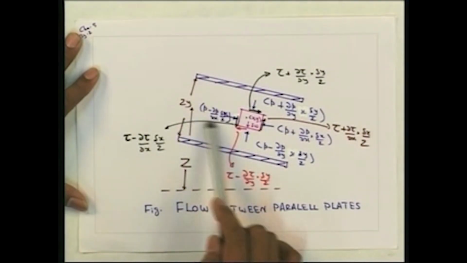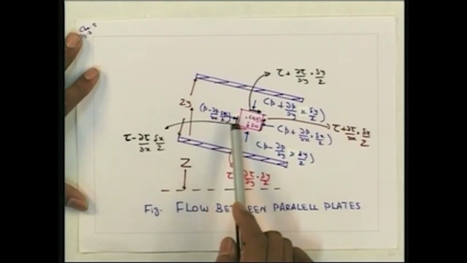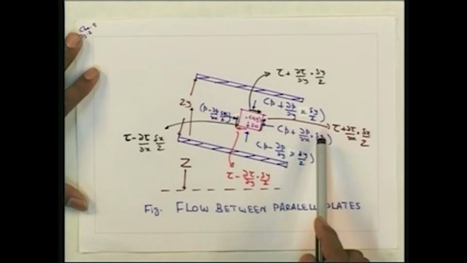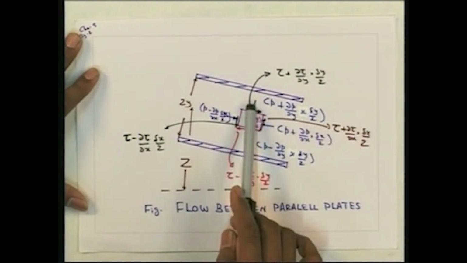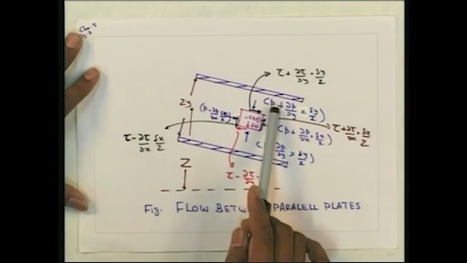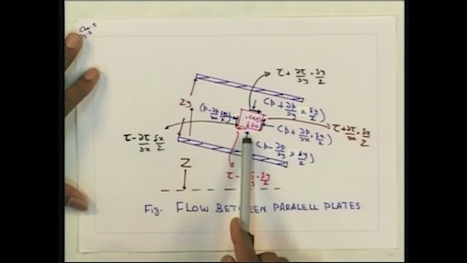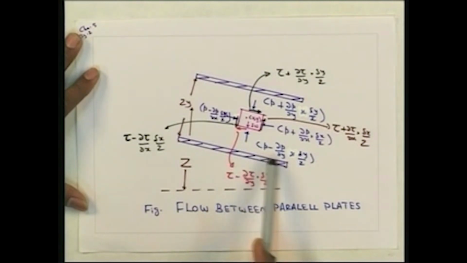So, here the pressure force is P minus del P by del x into delta x by 2, and on the other side of the fluid element P plus del P by del x into delta x by 2. As far as this side is concerned, we can write P plus del P by del y into delta y by 2, and on the opposite side it will be P minus del P by del y into delta y by 2.